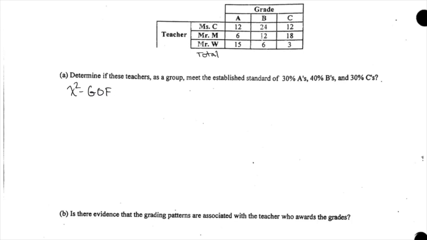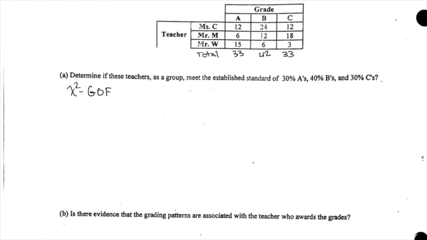So I'm going to quickly add those up. 12 plus 6 plus 15, so we're going to get 33 here. And we're going to get 24 plus 12 plus 6. And the middle one, we have 42 B's. And then here again, we have 33 C's, I think. 12 plus 18 plus 3. Yeah. And so I'm looking down at the percentages, and that seems like it's pretty close.